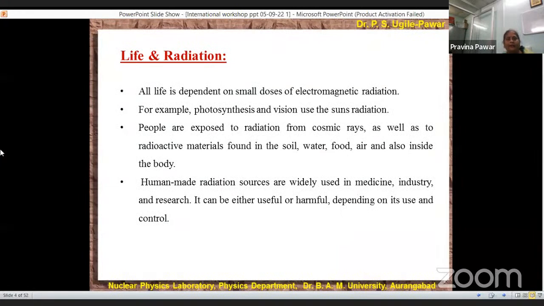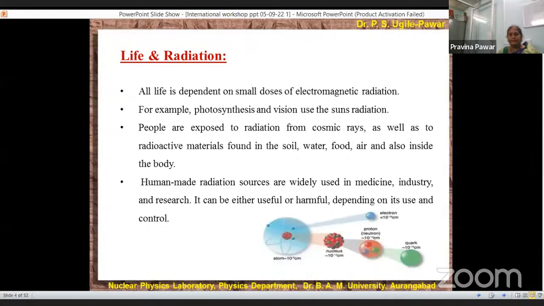Now, life and radiation. All life is dependent on small doses of electromagnetic radiation. For example, photosynthesis and vision use the sun's radiation. People are exposed to radiation from cosmic rays as well as to radioactive materials found in the soil, water, food, air, and also inside the body. Man-made radiation sources are widely used in medicine, industry, and research. It can be either useful or harmful. See this figure: atom, nucleus, proton, electron, and quark.